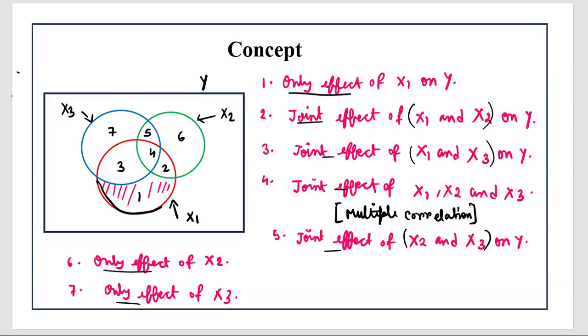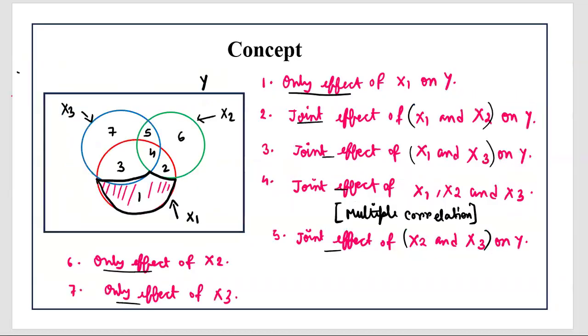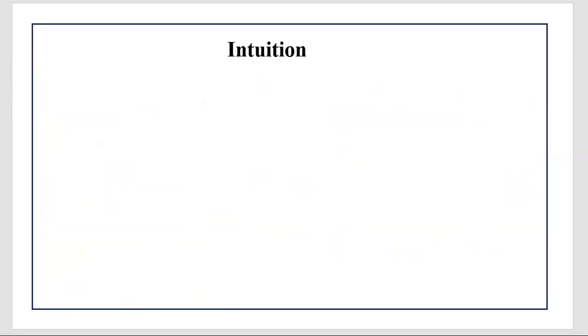So if you consider this first segment, here we are only considering the effect of x1. X1 in our example is the HYV seed. So if we only want to measure the effect of HYV seed, eliminating or removing all the other effects, then you will be getting this particular thing, right? I hope this is clear.